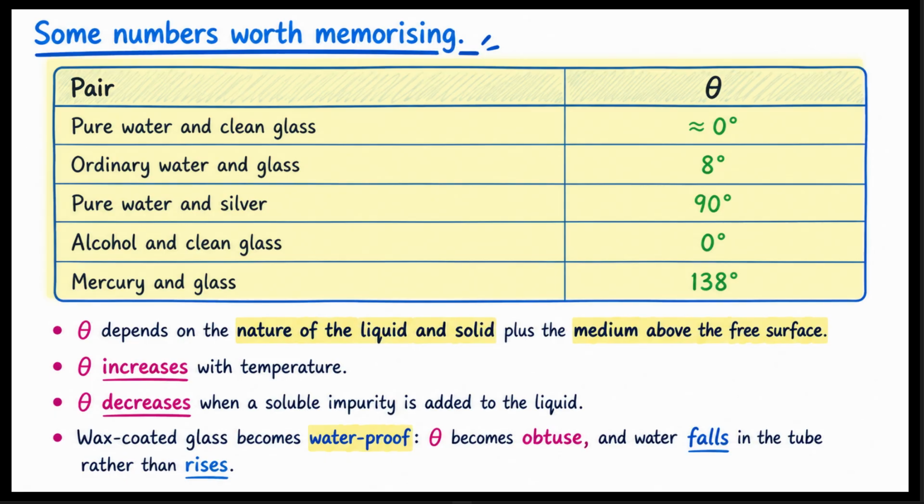3 trends to keep in mind. The angle of contact depends on the nature of the liquid, the nature of the solid, and the medium sitting above the free surface. It increases with temperature, and it decreases when a soluble impurity is added to the liquid. A neat demonstration of the last point: coat a glass tube with wax and water no longer wets it. The angle becomes obtuse and water falls in the tube instead of rising.